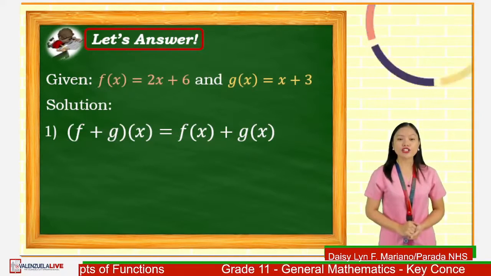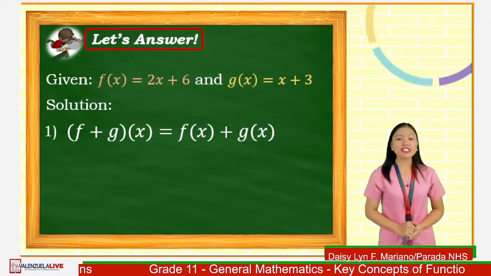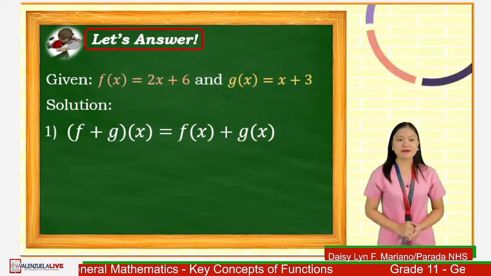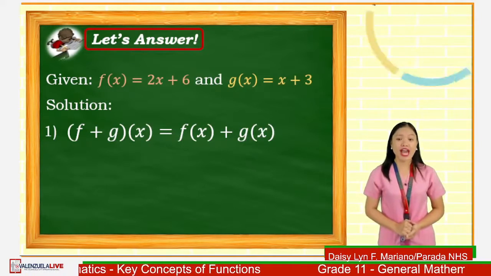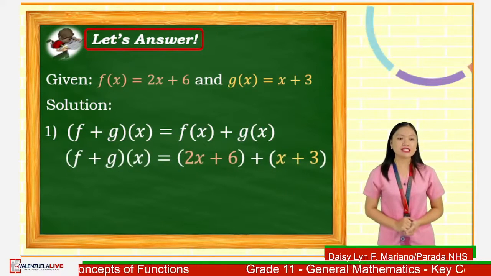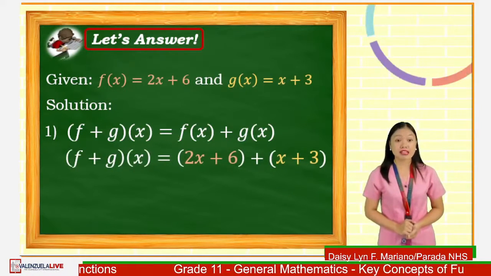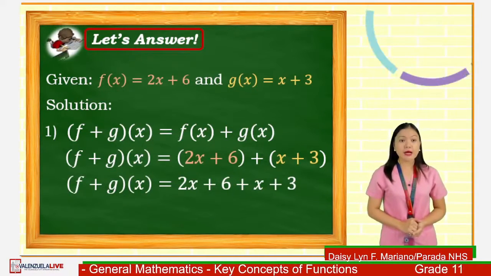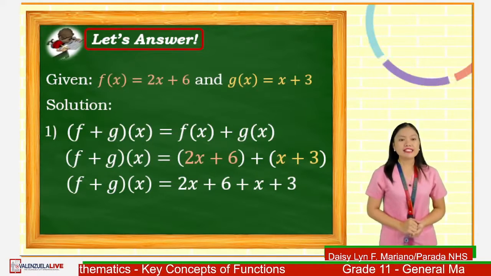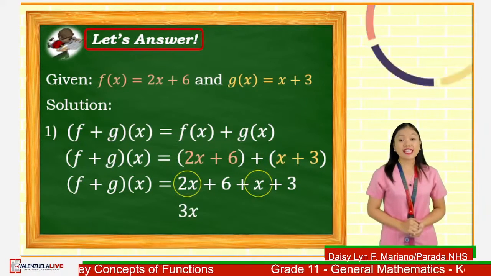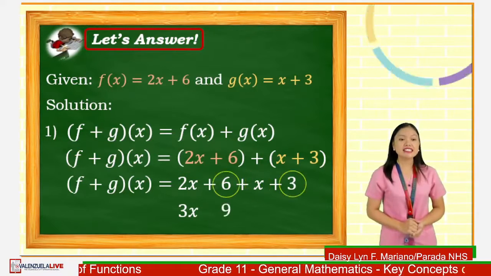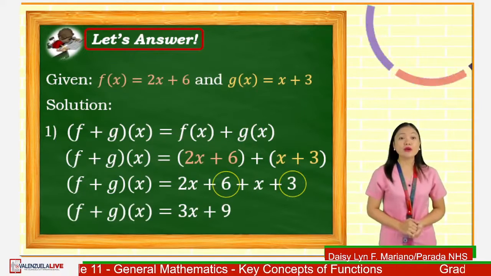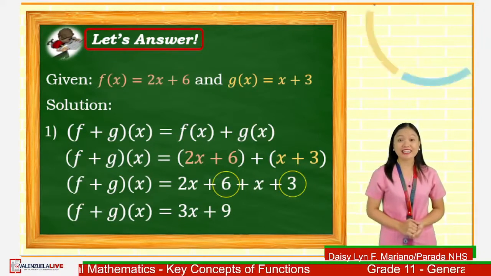The sum of two functions is written as f plus g of x, which is the same as f of x plus g of x. Substitute the given functions, we have quantity 2x plus 6 plus the quantity x plus 3, which is similar to 2x plus 6 plus x plus 3. Combining similar terms, we have 2x and x as 3x, 6 and 3 as 9. So, f plus g of x is equal to 3x plus 9.